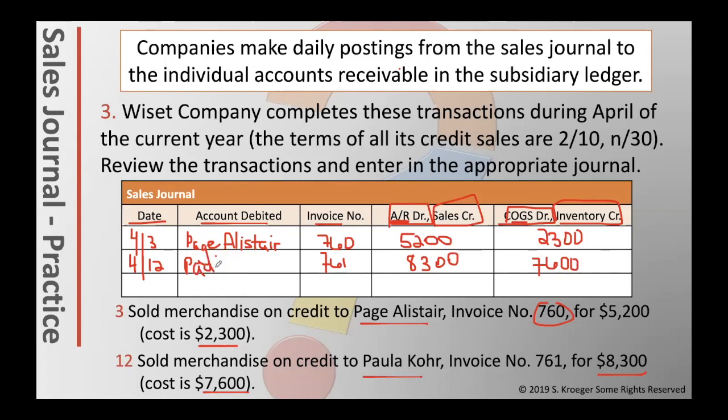The sales journal is one of the easier ones to do. These are the two entries that would go here. What you would do then is at the end of the month, you would total these columns, 5,200 plus 8,300. It would be 13,500. Let's add up the next column. 2,300 plus 7,600 would be 9,900.